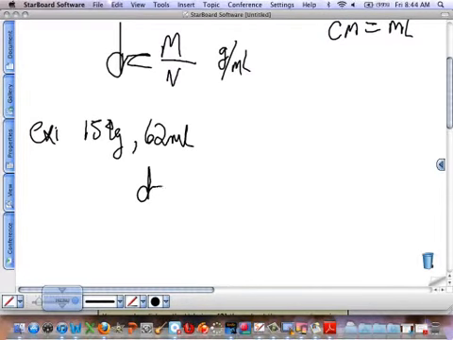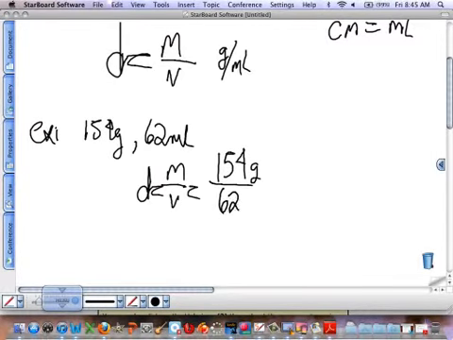So we know that density is mass over volume. Our mass is 154, again, grams. What is our volume? 62 milliliters. Do a little bit of calculations on the calculator, and what do we get as our density? I'm looking for you guys to do that for me. 154 divided by 62.